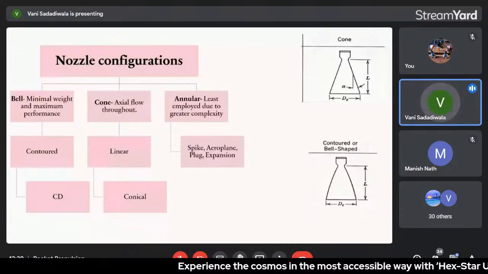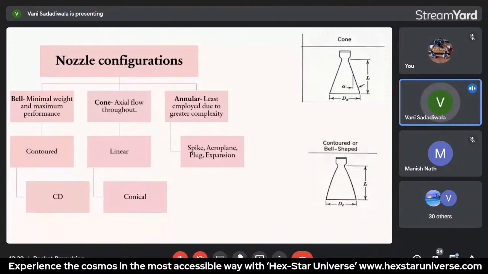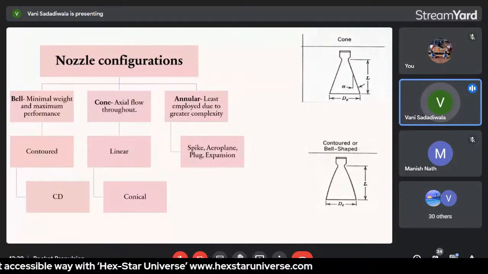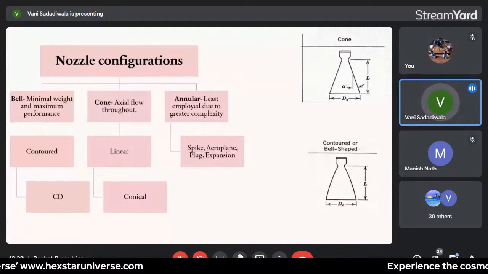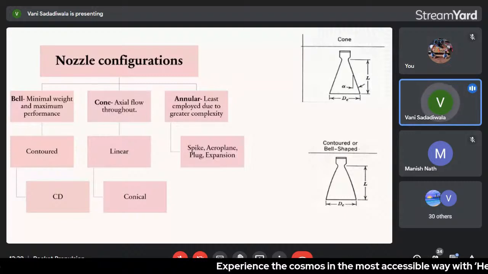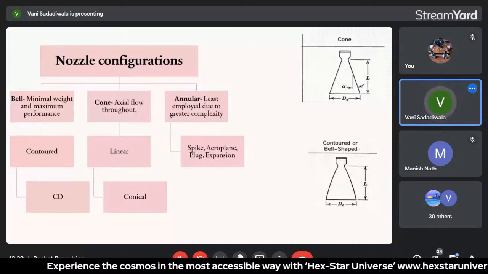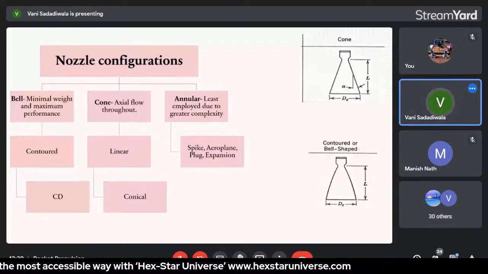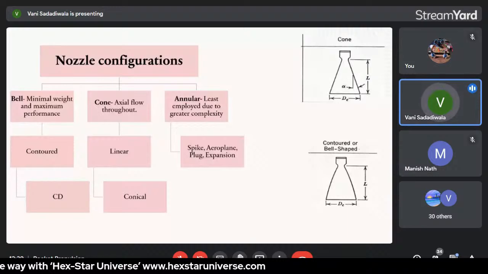So the third is the annular type of nozzle, which is a combination of ring nozzle, annulus nozzle, and also the nozzle base. If we talk about the combustion which occurs in such nozzle configurations, it is only generated on the ring area or the annulus area. And when it comes to complexity, as I stated earlier, it is of greater complexity. So many engineers avoid using such a nozzle in the configuration type.